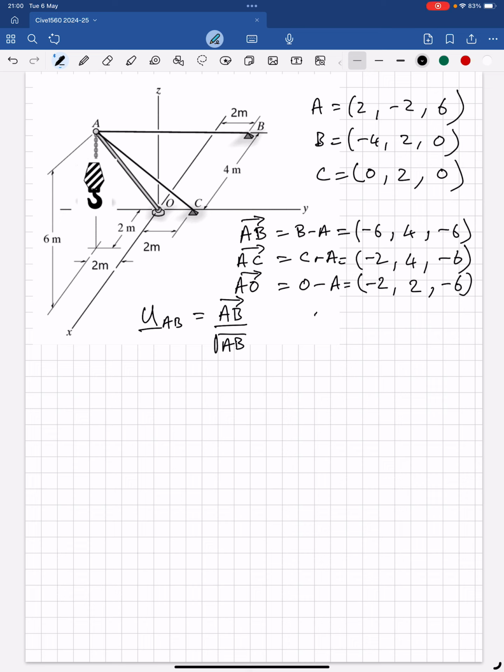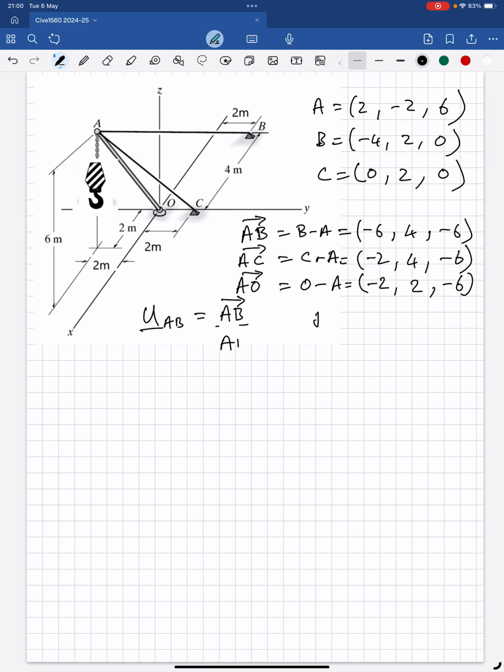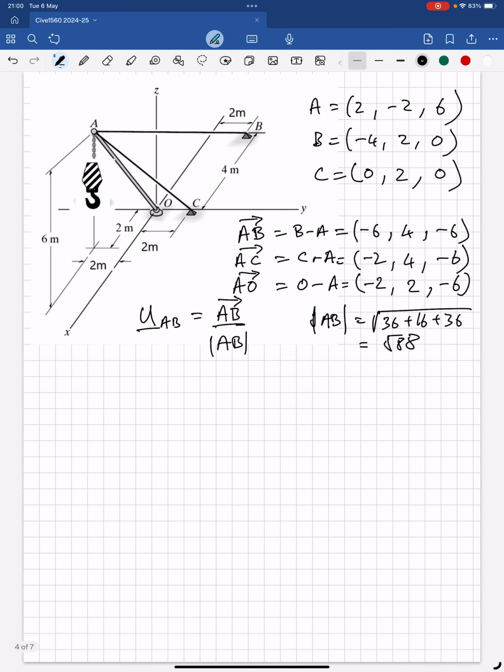The magnitude... I misdrew that. That should be AB magnitude. The magnitude of AB is equal to the square root of 36 plus 16 plus 36, which equals root 88. Now let's do the other magnitudes.